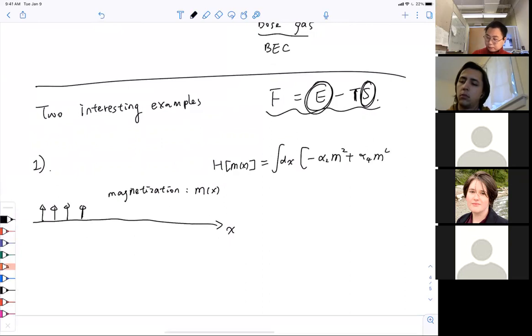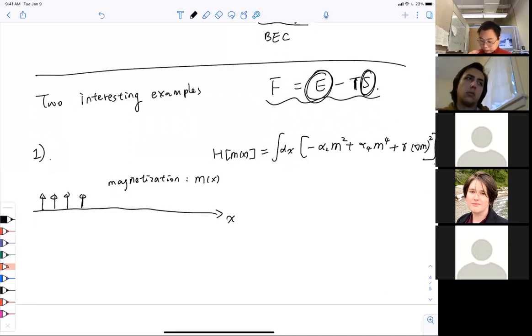But just let me write it down first, and then I will explain to you the physical meaning of each term. It's also very reasonable. Like this. So alpha 2, alpha 4, and gamma are just positive constants. We don't care. It depends on the details of the system. We really don't know.